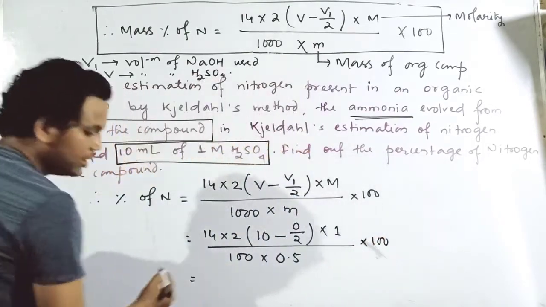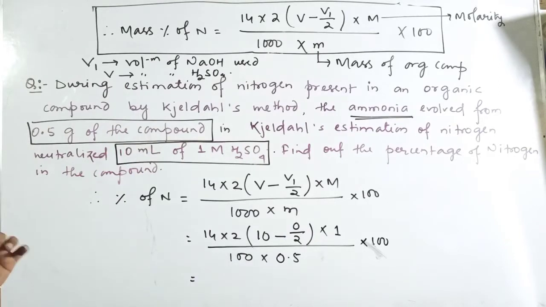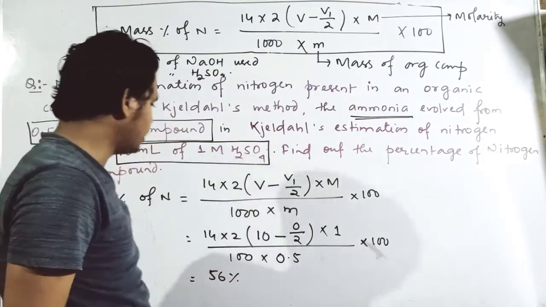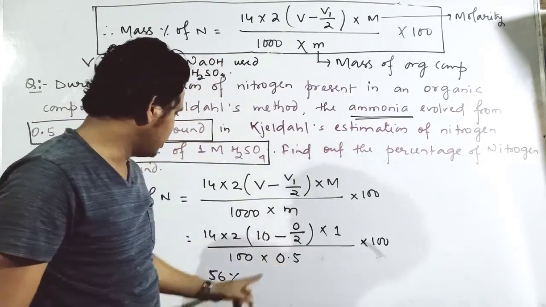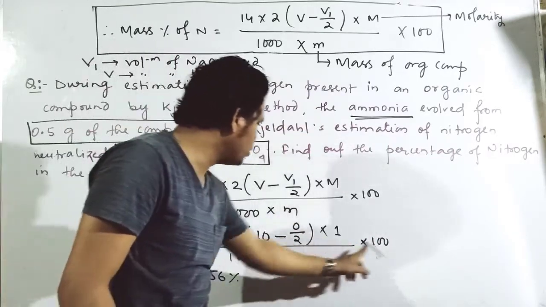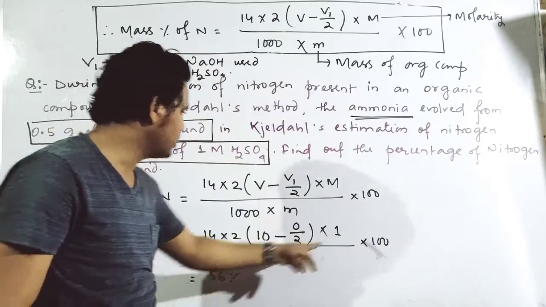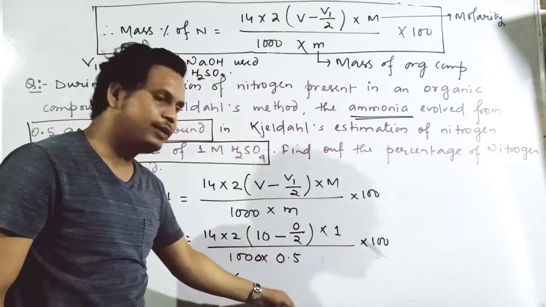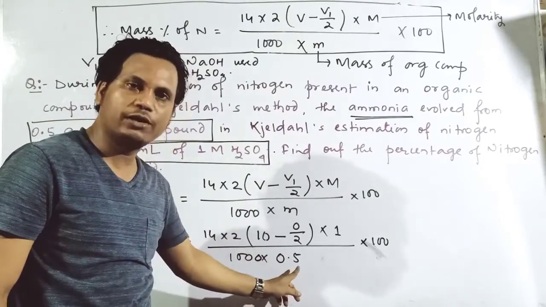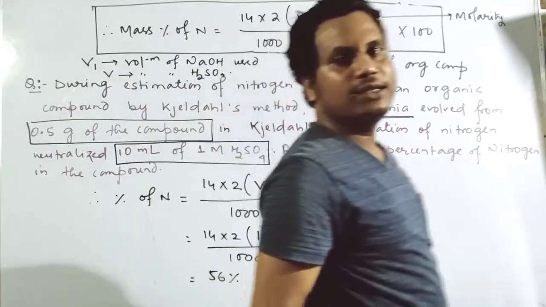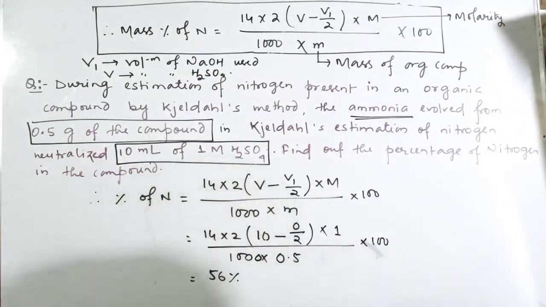So this will give us how much percent? This will be equal to 56%. You can check. Sorry, this is 1000. 10 into 100, 1000 cancel. So 14 into 2 is 28, by 0.5, that is 56. Okay. So let us proceed to the second numerical.